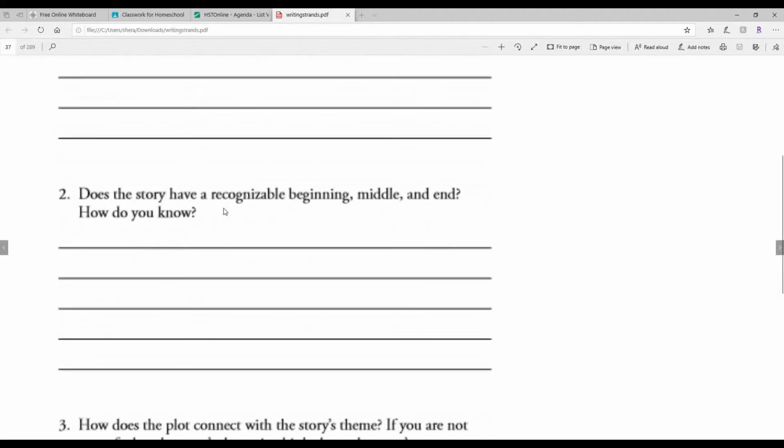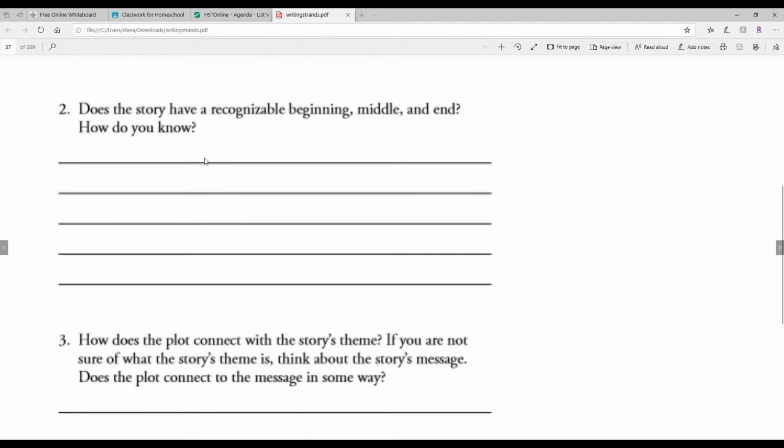Okay? Now, on part 2, it says, does the story account have a recognizable beginning, middle, and an end? I mean, when you read chapter 3 of Genesis, can you tell that this is the beginning, this is what happened in the middle, and this is what happened in the end? How do you know? Just answer that. There's no right or wrong answer on this. Just let me see what you think about it.